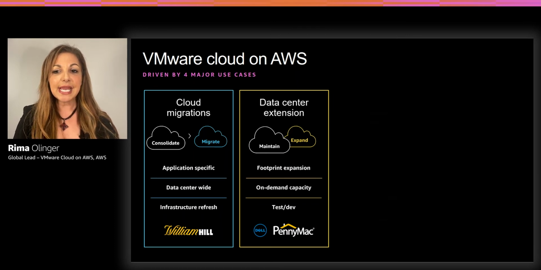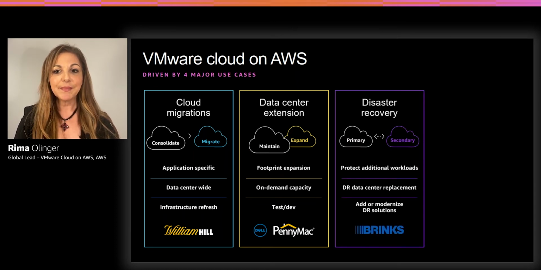The third use case is disaster recovery. With VMware Cloud on AWS, customers can get an on-demand disaster recovery solution with automated orchestration. Customers can use this solution to protect additional workloads, fully replace their existing DR, and add a new data center or modernize their existing DR solution.